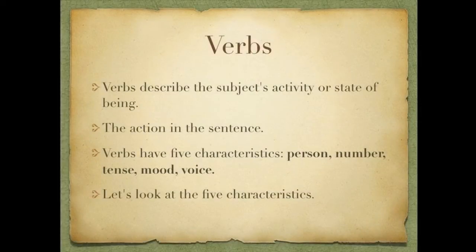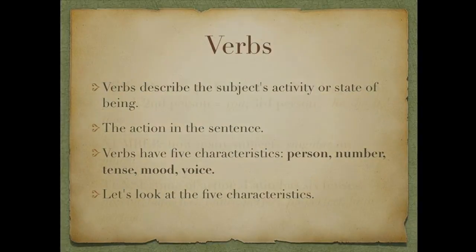So starting with verbs, just to review, verbs describe the subject's activity or state of being. I always think of verbs as being the action part of the sentence. Verbs have 5 characteristics, and we'll talk about this all throughout Latin grammar. The 5 characteristics are person, number, tense, mood, and voice. So let's go ahead and look at the 5 characteristics.